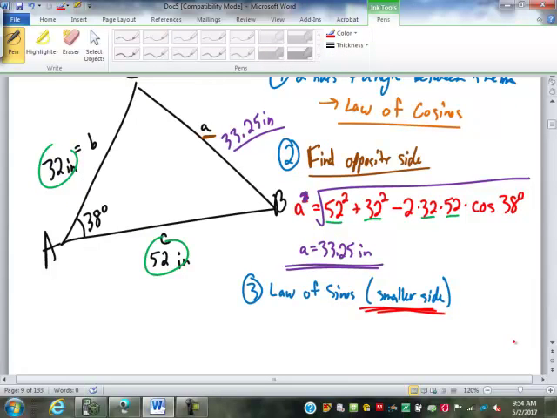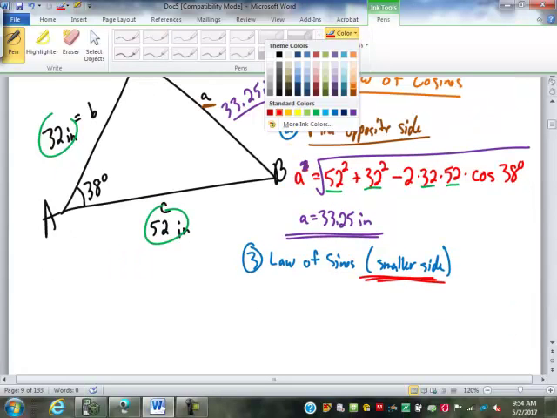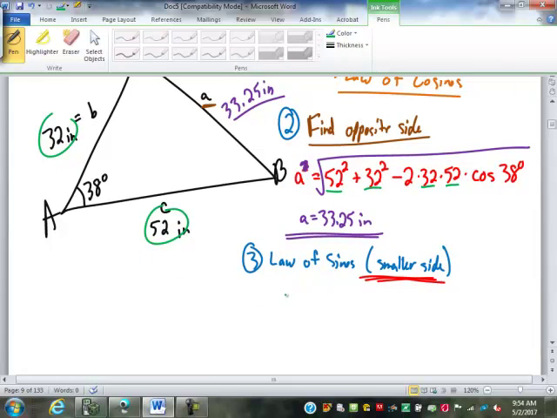So what do I want to set up for my law of sines here? I have to use the 33.25 inches over what? Sine of 38 degrees. That's the only pair that I have where I have a side and the opposite angle. That's why I had to do the law of cosines, to get that side.